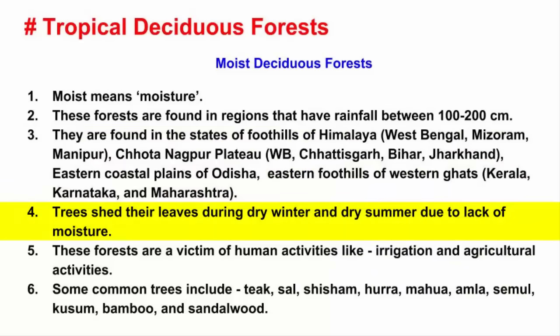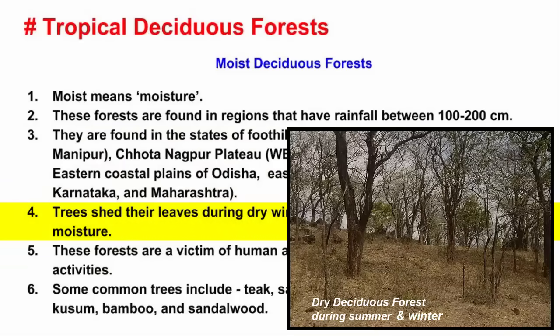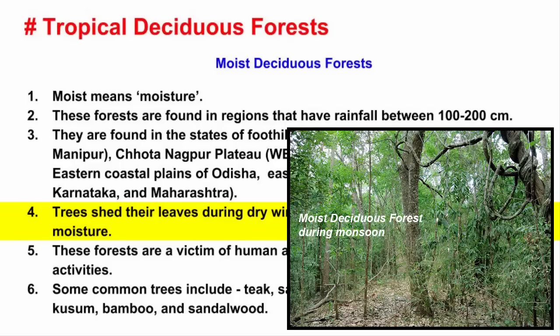The trees in this forest shed their leaves during dry winter and dry summer due to insufficient moisture. But during monsoon season, the trees regrow their leaves. Rain and moisture are interdependent. That is why moist deciduous forest thrives during the rainy season or monsoon season.